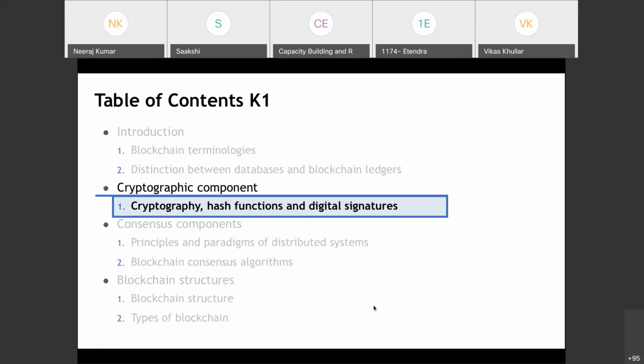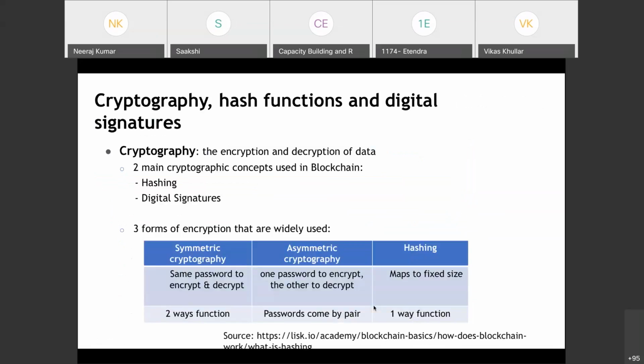So there are some cryptographic components that are associated with blockchain networks. Two types of cryptographic mechanisms are used in blockchain networks. One is hashing, second is digital signature. So there are three forms of encryption that are widely used: symmetric encryption, asymmetric encryption, and hashing mechanism.